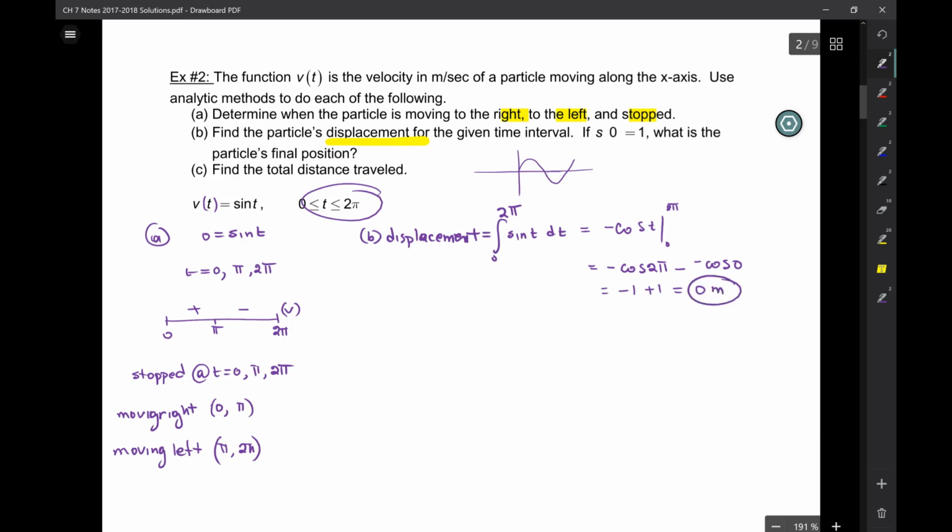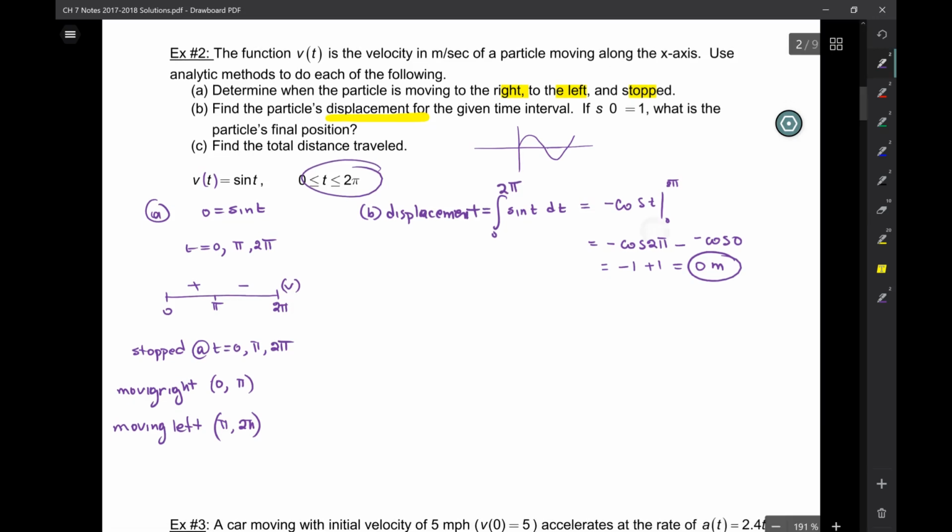The displacement is 0. Does it mean it hasn't moved? No, it just means it moved the same distance to the right as it did to the left. Now, if S of 0 was 1, what is the final position? Here's another way of writing it. Final position is the position at 2 pi. That's equal to S of 0 plus the integral from 0 to 2 pi of v of t dt. Do you have to write this every time? Yeah, you do.